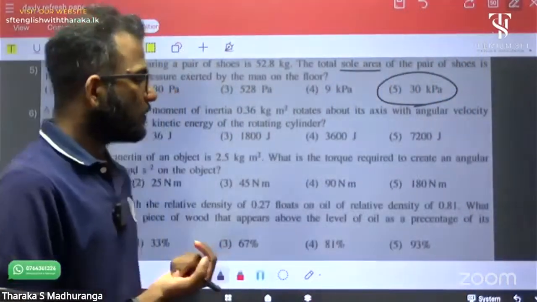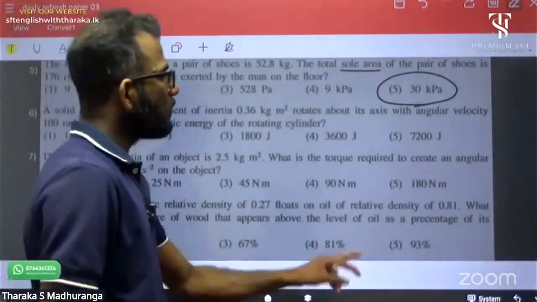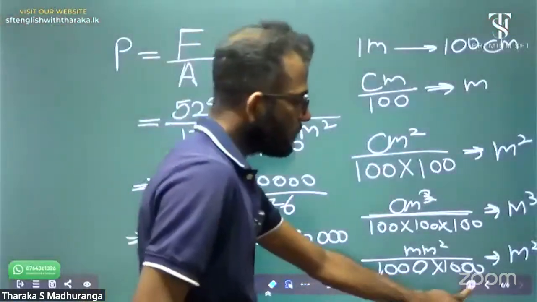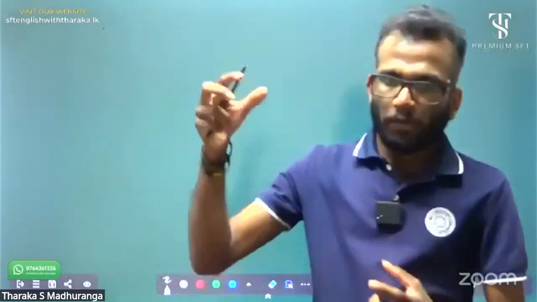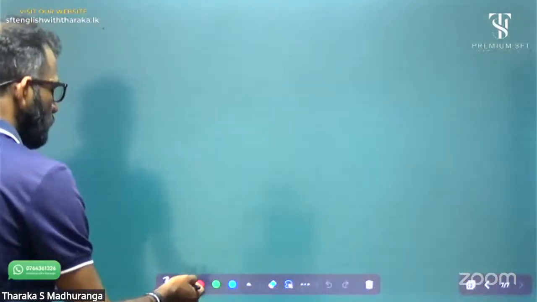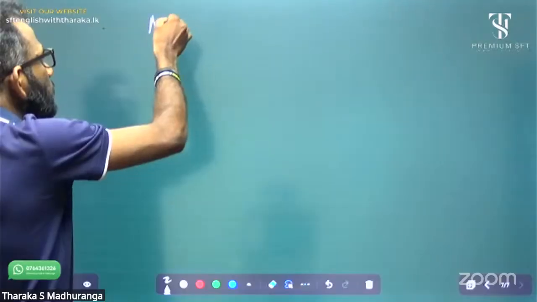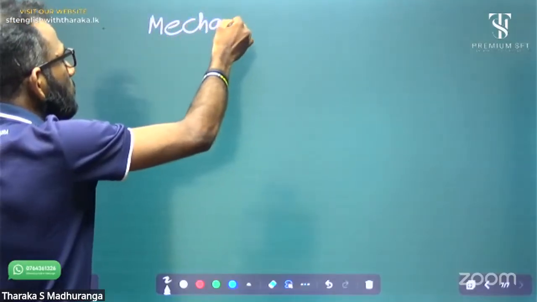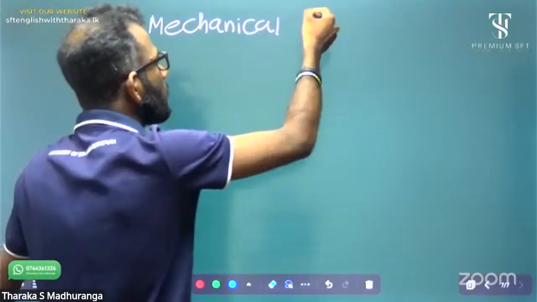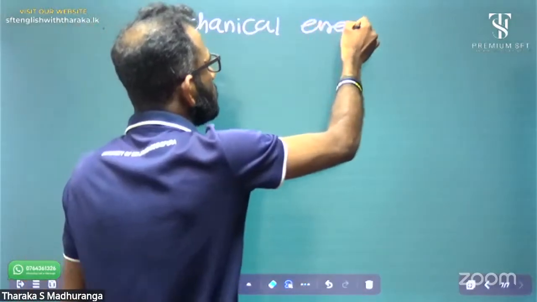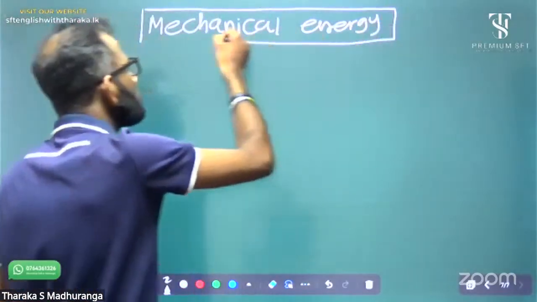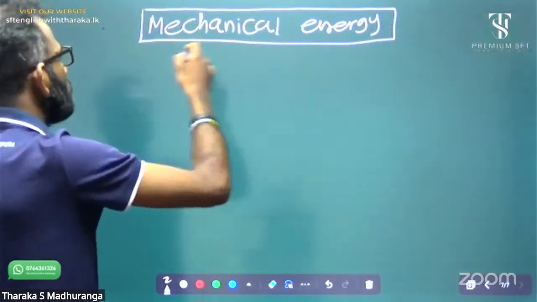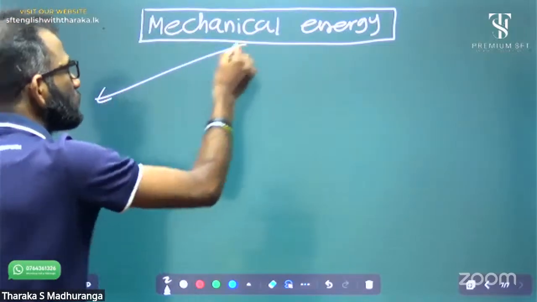Okay, I will summarize the lesson. Mechanical energy means the energy stored in any object due to its motion or due to its position. Please make a short note. Mechanical energy is mainly of two types.